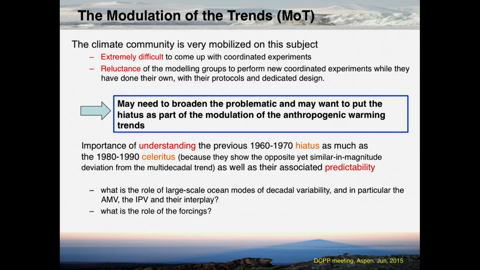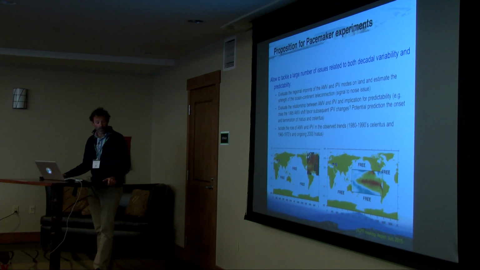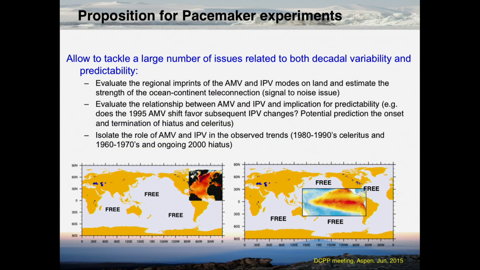Okay, so the two focuses are really on the AMV and the IPV, and what is the role of these large-scale ocean modes of decadal variability, and what's the role of the forcing in these two modes. So we came up with some ideas to do some pacemaker experiments in line with what Xiangping did before, and we came up with two types of experiments: the Pacific pacemaker experiments, similar to what Xiangping did, and the Atlantic pacemaker experiments to really focus on this AMV and to try to answer all of these scientific questions.